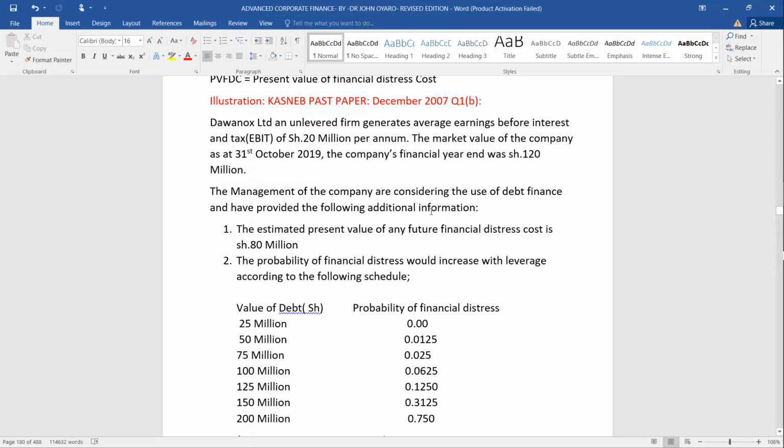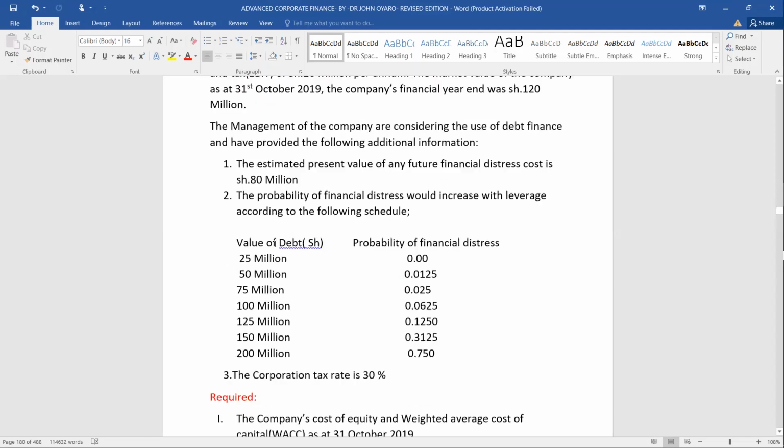Management of the company had considered the use of debt finance. You see again that will change the status of the firm from unlevered to levered. They are considering the use of debt finance, so that can change the capital structure. And I provided the following additional information. One, estimate the present value of any future financial distress costs, 8 million. This one comes in MM4.